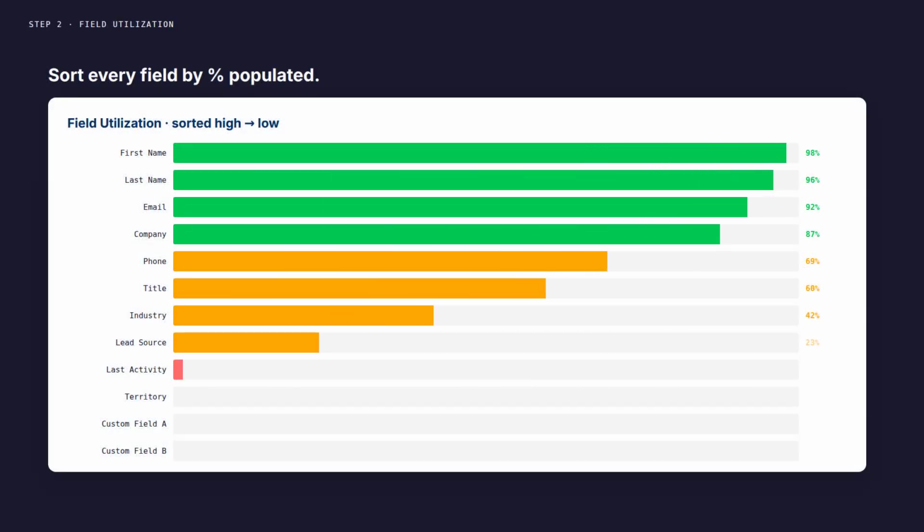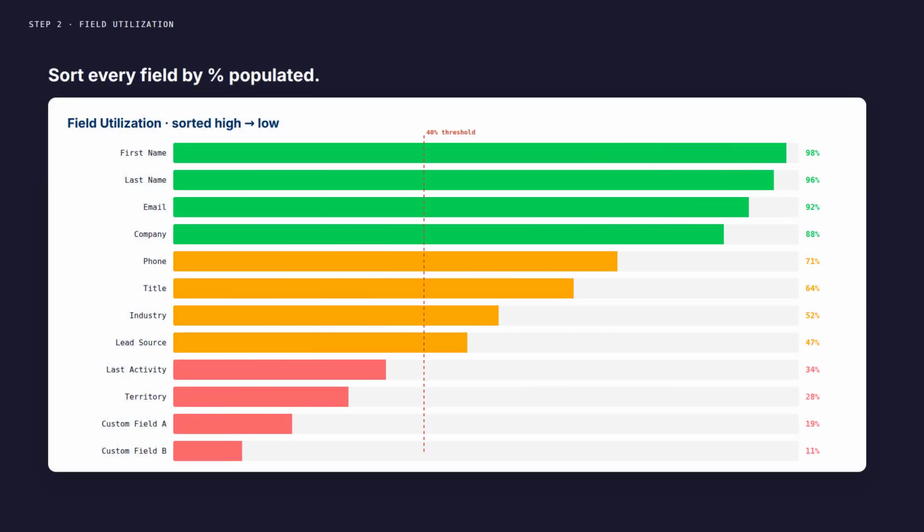Field utilization answers one question. For every field in your export, what percentage of records actually have data in it? Not whether the data is correct, just whether it exists. Run this across every field in the export and sort it from highest to lowest. What you're looking for is the drop-off. Where does utilization fall off a cliff, and what fields live below it?